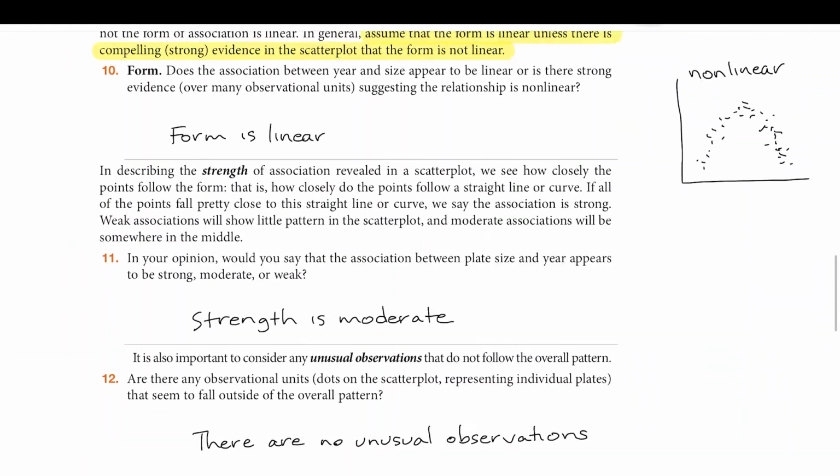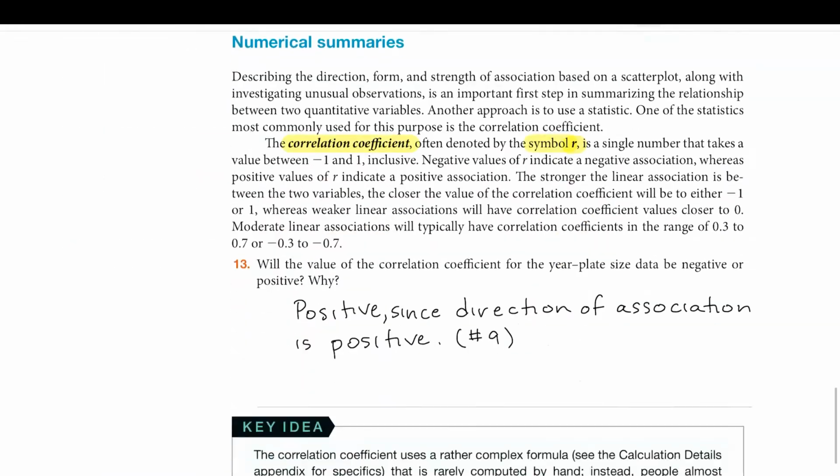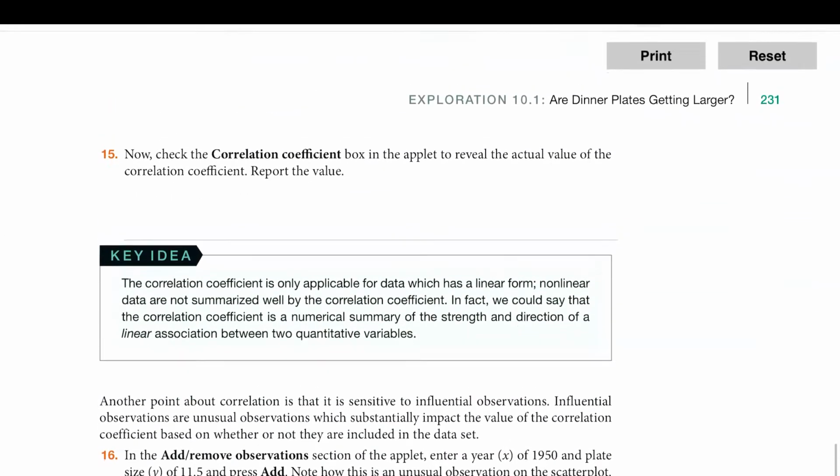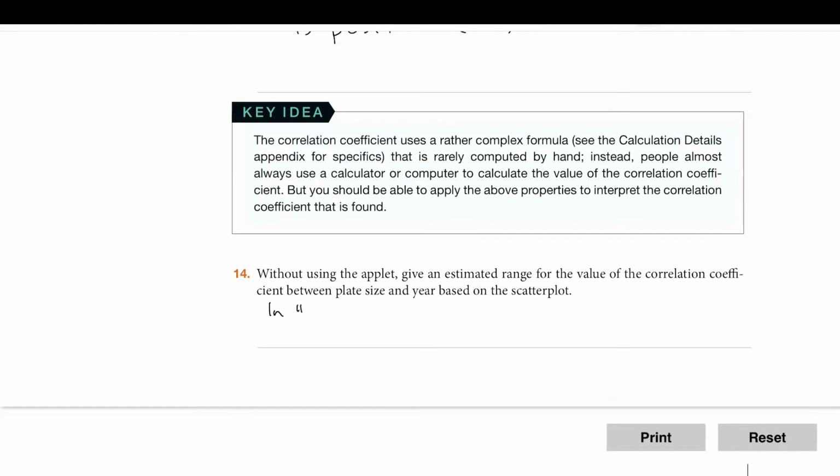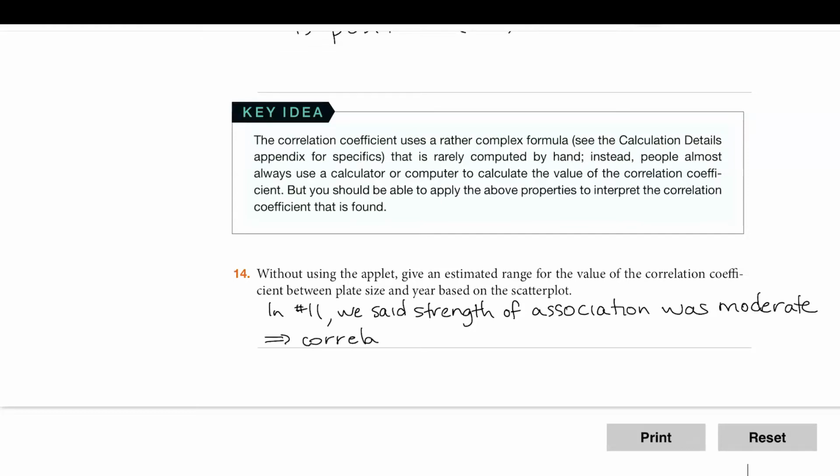Now, number 14 says, without using the applet, give an estimated range for the value of the correlation coefficient. Back in number 11, we said the strength of the association was moderate. So that means the correlation should probably be between 0.3 and 0.7.